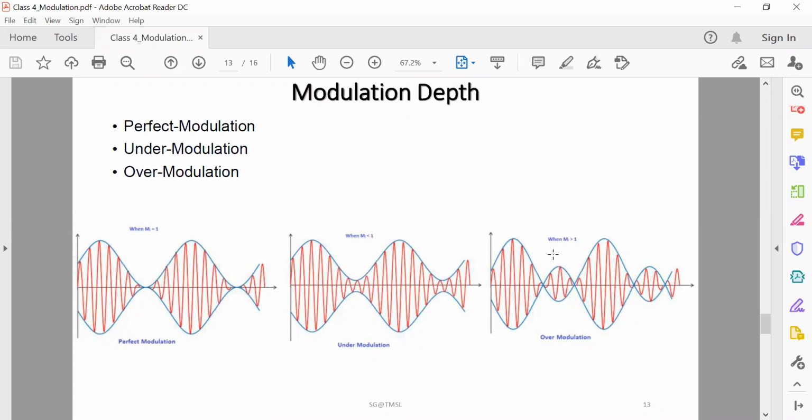So the modulation index in this type of over modulation is greater than 1. Modulation index is greater than 1, and we can say the modulation depth is greater than 100%. In this case the carrier wave experiences 180-degree phase reversals, where the carrier level falls below the 0 point. So there will be certain distortion.